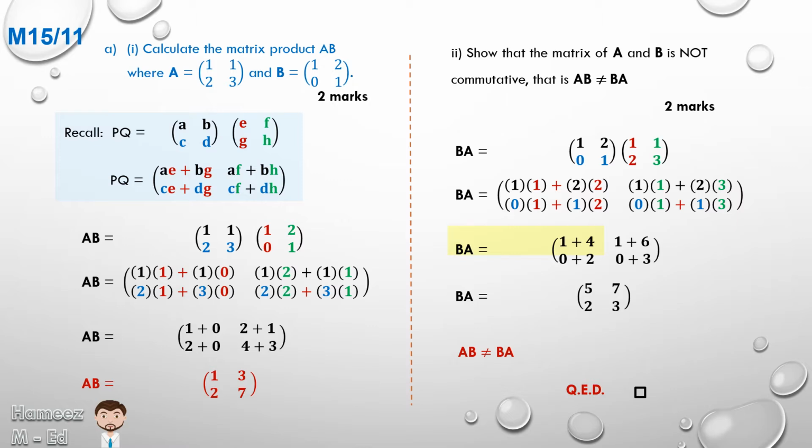And if we compared AB to BA, in AB, the first element was 1. In BA, this first element is 5. Therefore, AB is not equal to BA. However, if they were equal, for some reason, then we'd work the second element to see if they're the same, and then the third, and so on. As long as any one of the elements are not the same in both of them, then that proves that AB is not equal to BA.